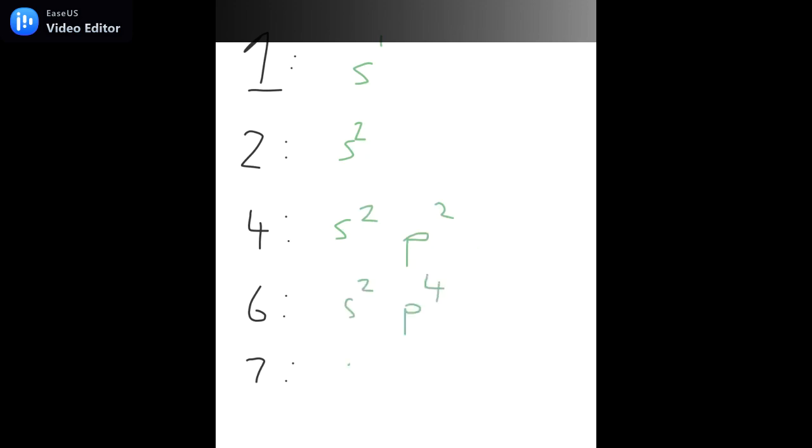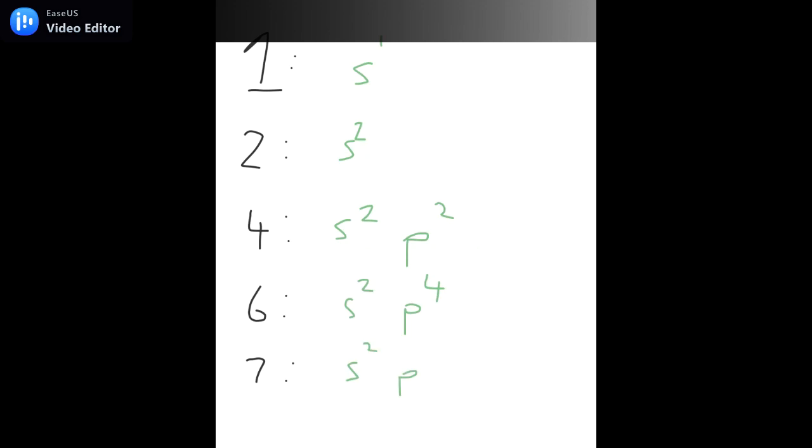So for group 1, it would be s1. I'm just picking them up randomly. For 2, it would be s2. For 4, it would be s2, p2, so that there are 4 electrons in the outermost shell. For 6, it would be s2, p4. And then 7, it would be s2, p5.